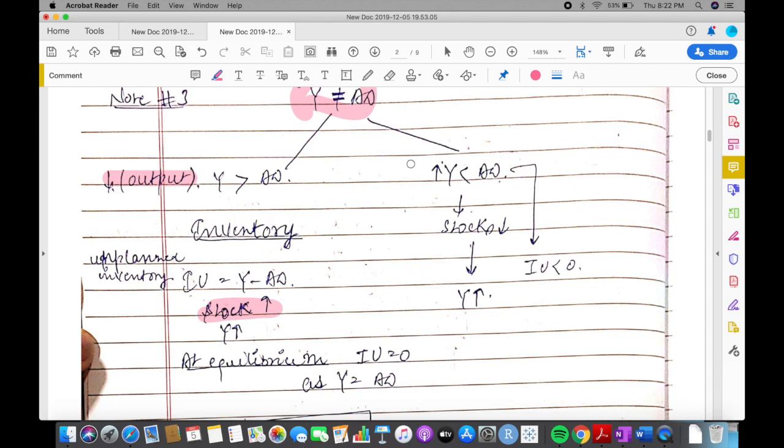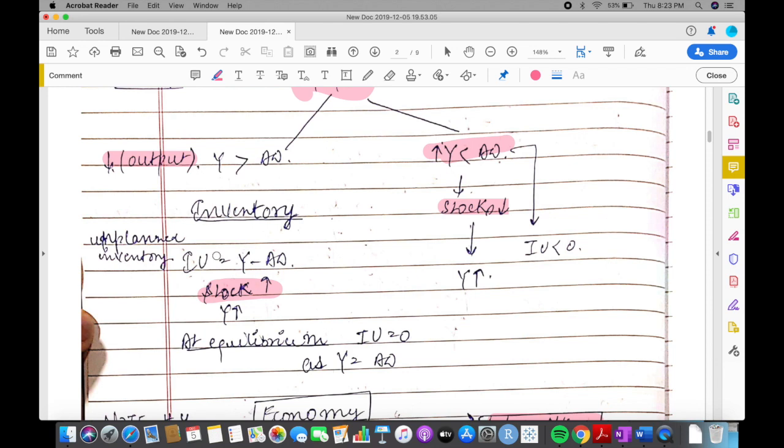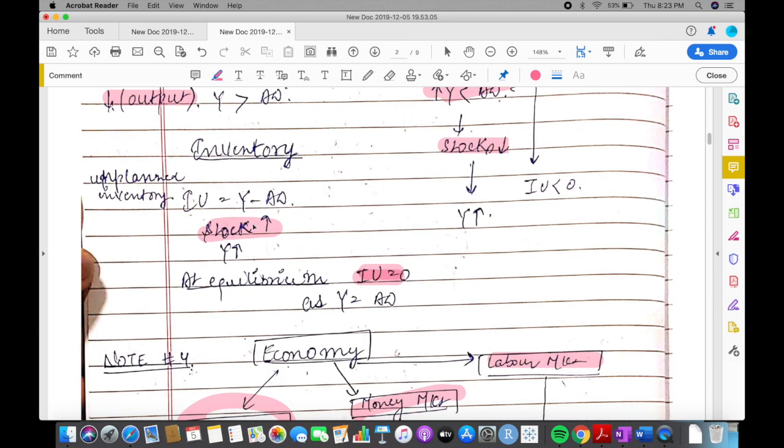The other part is when output is less than aggregate demand. Demand is a lot more than the output produced in the economy, so in that situation we will fall short of stocks. Firms will try to increase the output so that Y becomes equal to AD, and at equilibrium our output and aggregate demand will both be equal. In that situation our unplanned inventory would be equal to 0 because both components are equal. There is no excess demand for the output.